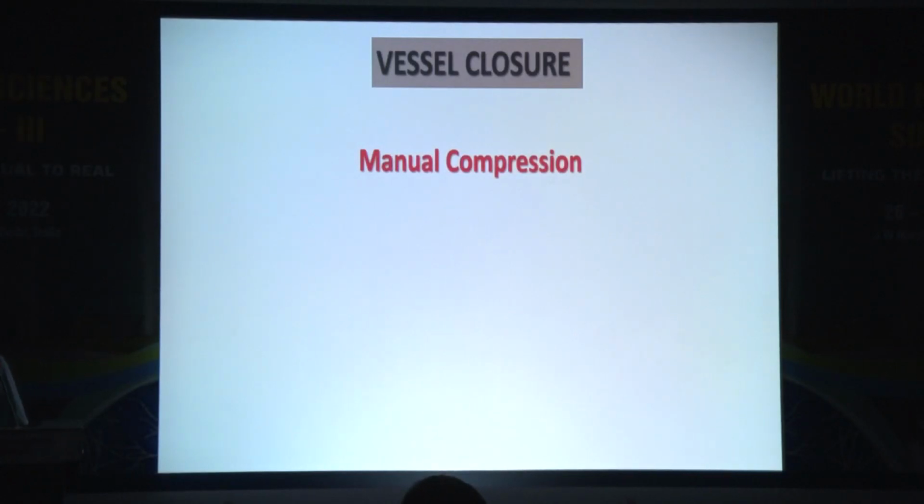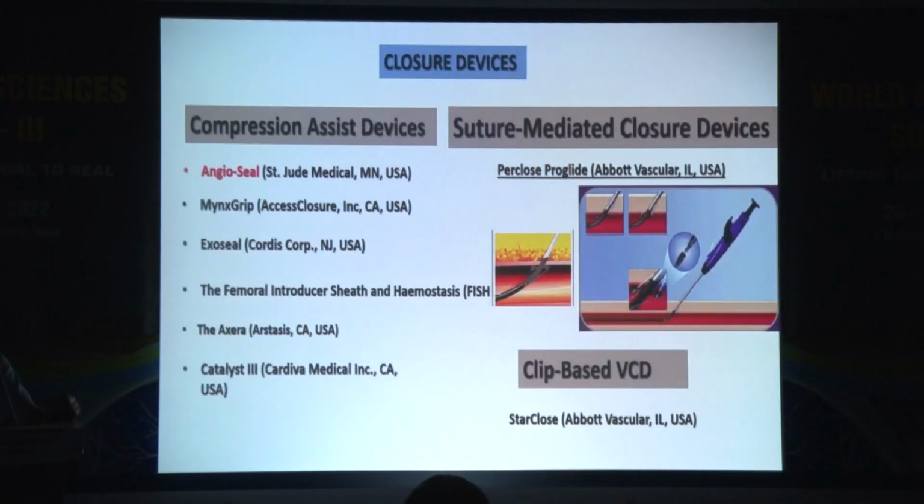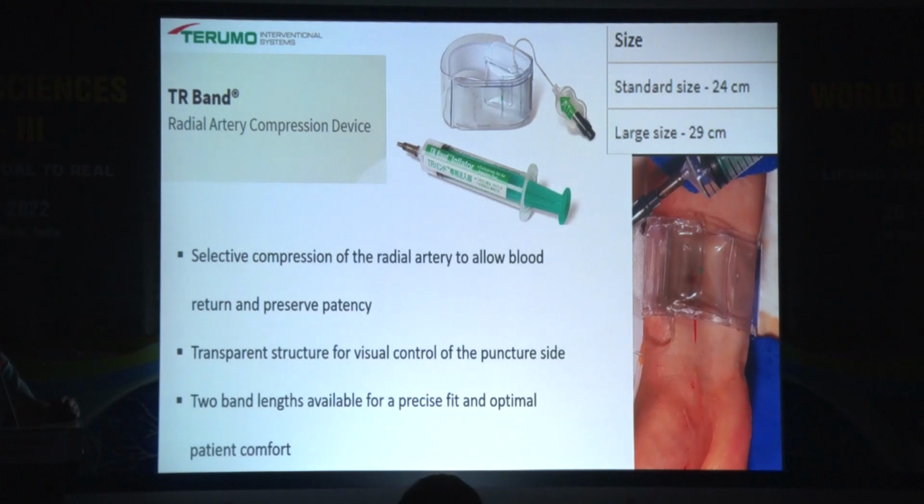So coming on to the vessel closure, manual compression is the most commonly used in most of the centers. It's the gold standard for achieving hemostasis, but it's quite laborious, time consuming, immobilization of the limb is required, and it is quite difficult in obese patients. So we have different types of closure devices, Angio-Seal and the Perclose device. The most commonly used is the Perclose device, which is a suture-based device. And for the radial artery, we are using a TR band, which is a transparent band. It's an excellent band. We can achieve a controlled hemostasis with this band.